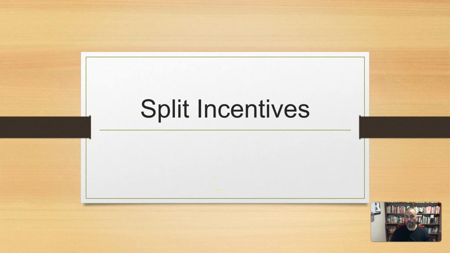Hi everyone. We're going to talk about the problem of split incentives in this video. Split incentives are a problem that can prevent buildings from being as efficient as they should be. And by solving the problem of split incentives, we can pressure buildings to have more energy efficiency, to use less power, and this can help global warming.